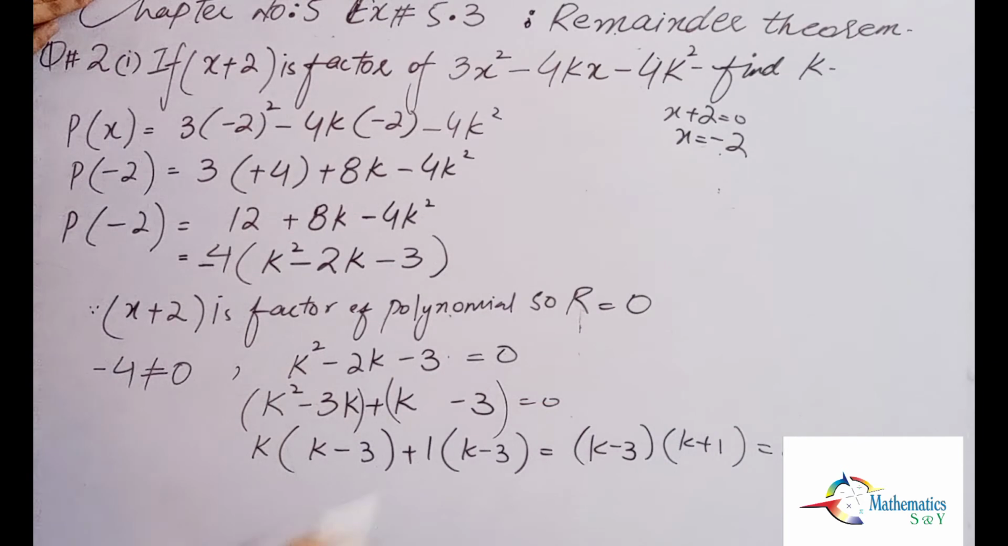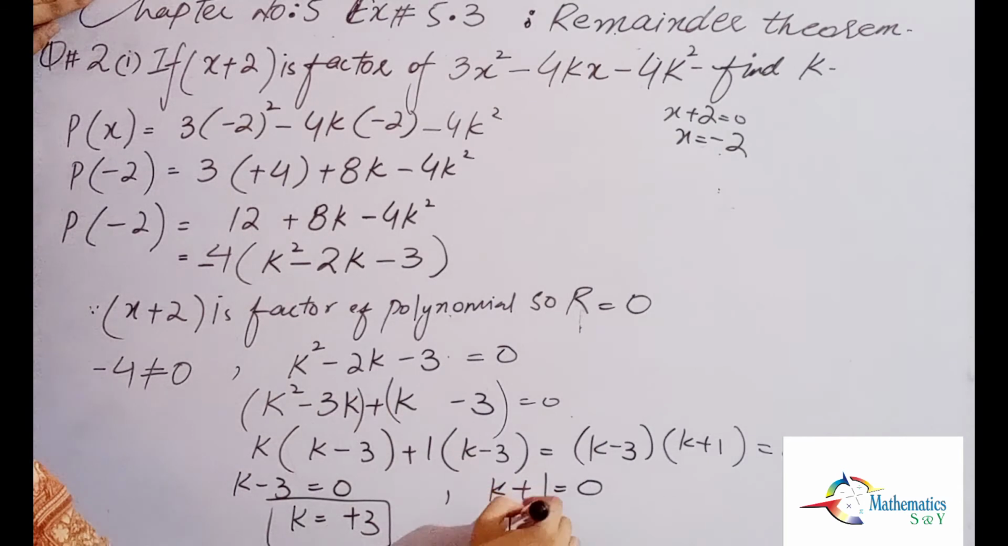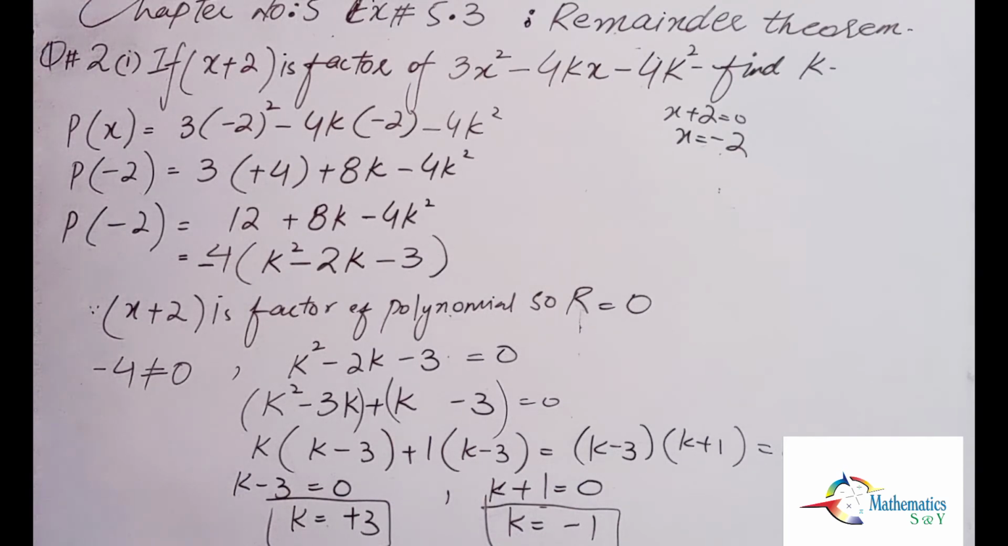Okay. Now both factors I will put equal to 0. That is k minus 3 equals 0, and the second is k plus 1 equals 0. So k is equal to minus 3 on the other side, which is plus 3. This is the first value of k. And k equals plus 1 on the other side is minus 1. This is the second value of k.